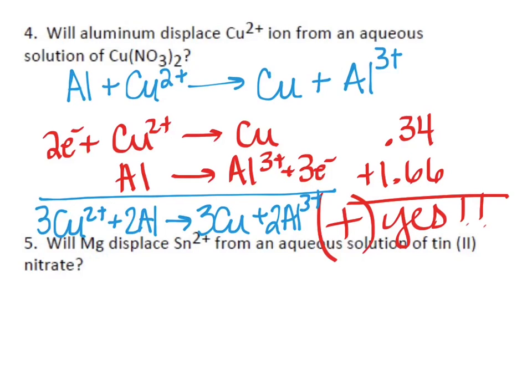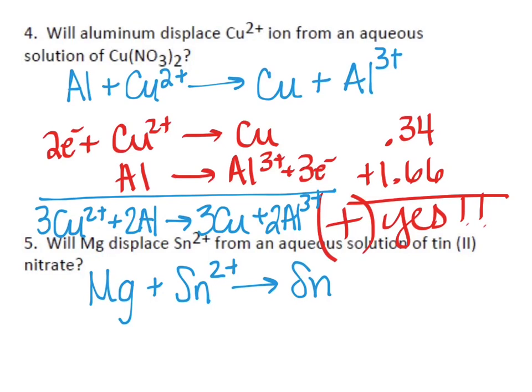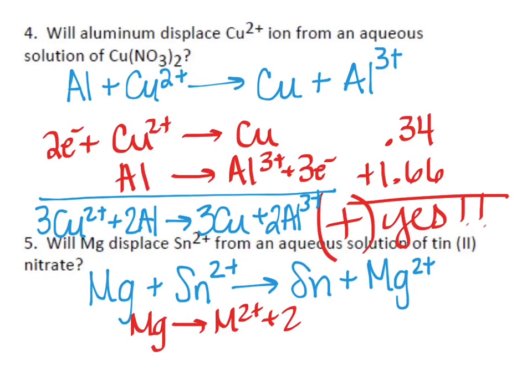Okay. All right. Magnesium. Will magnesium displace tin(II) from an aqueous solution of tin(II) nitrate? So break it up into its half reactions. You have Mg going to Mg2+, which means I need 2 electrons. And we have Sn2+ going to Sn, and we need 2 electrons over here.